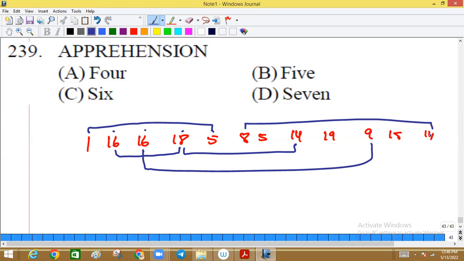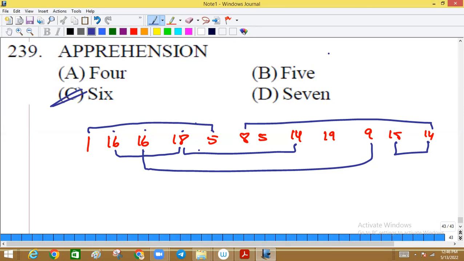15, go forward 16. Don't. Again come back. 15, 16, 17, 18, 19, 20, not possible because all are less than 20. Now complete 14, 15. Again go back. Complete this. 15, 16, 17, 18, 19, 20, 21. All are less than 20. I'm not doing it. So total how many? 1, 2, 3, 4, 5, 6. So the answer is option C.